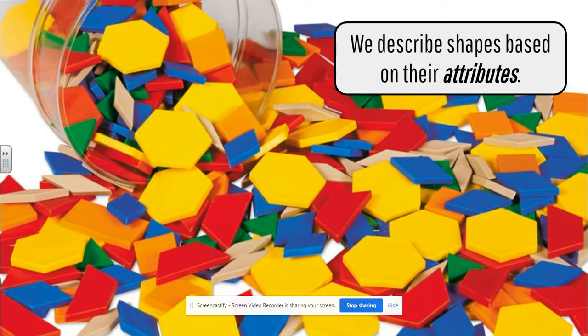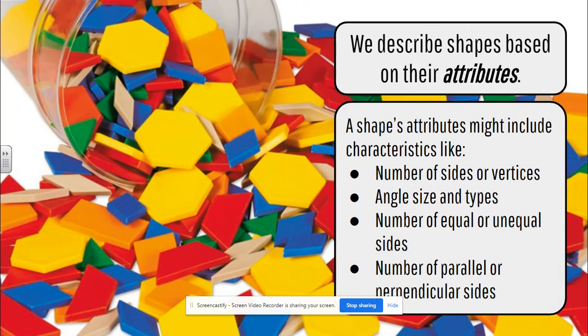Well, usually when we describe shapes, in math at least, we want to look at something called their attributes. And what are attributes? Well, the attributes we're going to look at might include things like the number of sides or the number of vertices in a shape. Vertices are those corners. We might look at the angle size and the types of angles that are used. We might look at the number of equal or unequal sides, so if they're the same length. And we might look at the number of parallel or perpendicular sides.